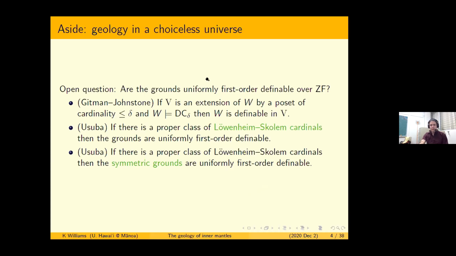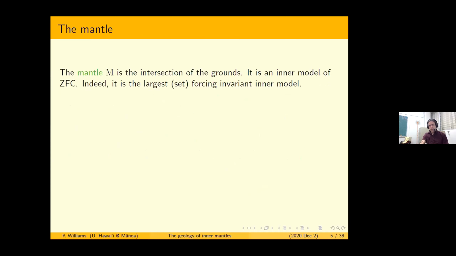But I'm not talking about choiceless geology. Everything in this talk will be about choice. To build towards what's in the title, the inner mantles, let's talk about the mantle. The mantle is what we get when we intersect all the grounds. The grounds are uniformly definable, so we can define the mantle. You just say something's in the mantle if it's in every ground. And the mantle, it turns out, is an inner model of ZFC, including the full axiom of choice. As I said earlier, Usuba's theorem about the strong downward directed grounds hypothesis is used to get this result.